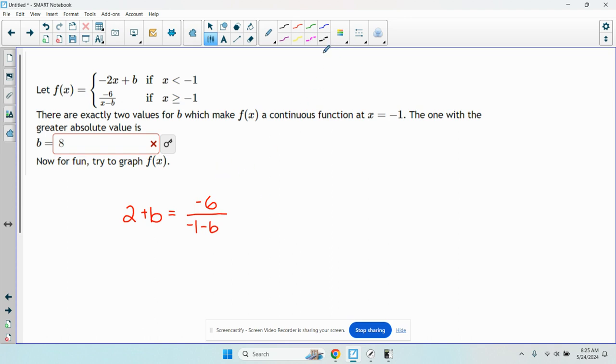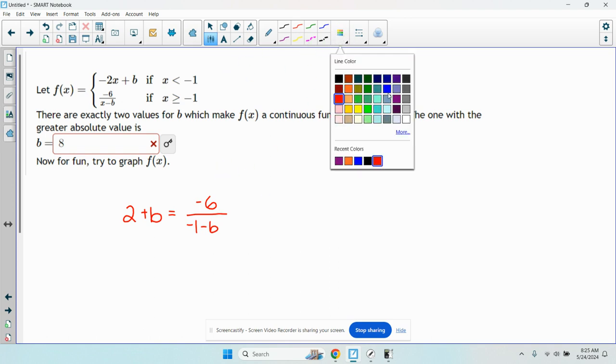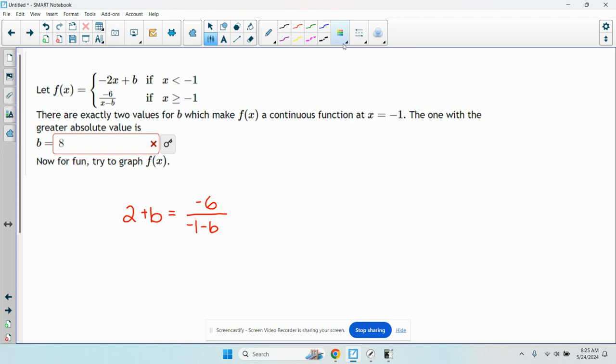Now it's a matter of just solving this thing for b. So I'll start by getting this denominator out of here. I'm going to multiply both sides by negative 1 minus b. So this, if I FOIL this, I get negative 2. Outer, I get negative b. Inner, I get negative 2b. That's negative 3b minus b squared equals negative 6.